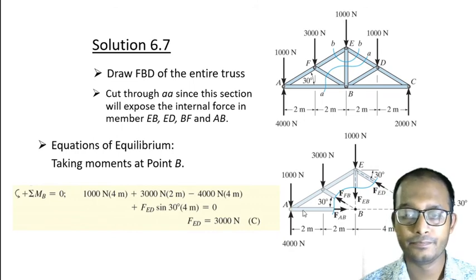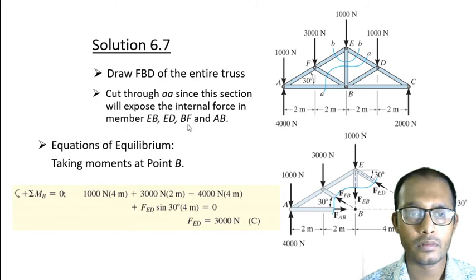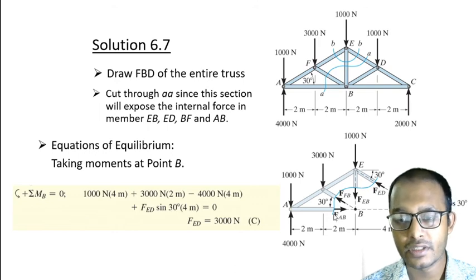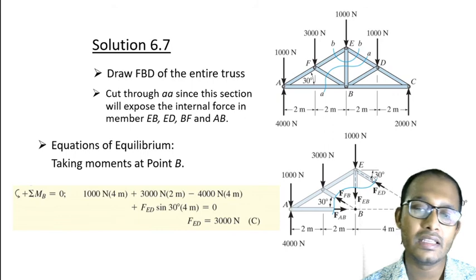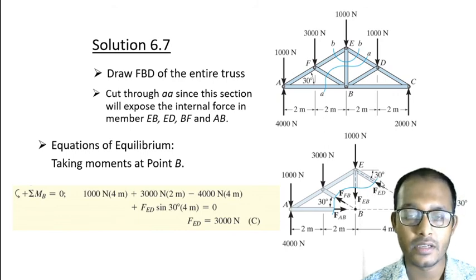Now, we take a moment with respect to point B. If we take a moment with respect to point B, you see all the forces FAB, FFB and FEB become 0, and we have just one unknown, that is FED. So we can easily identify this force first, and then we can move forward. The first target is FED.